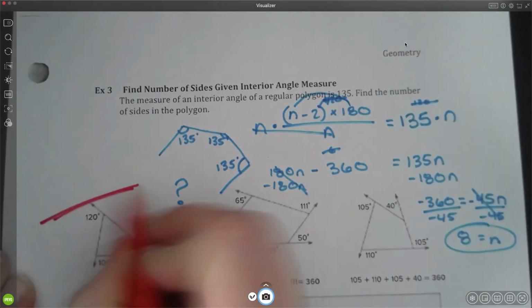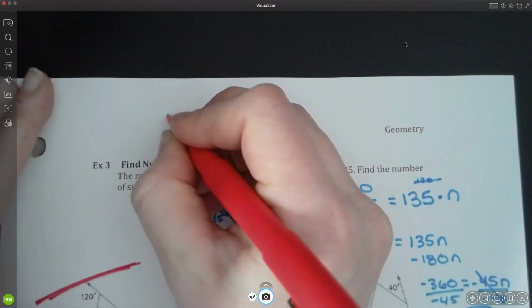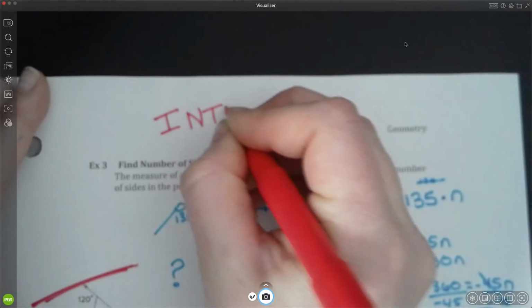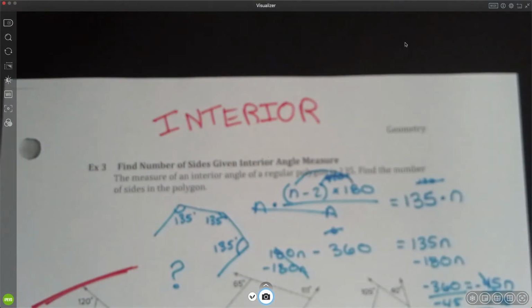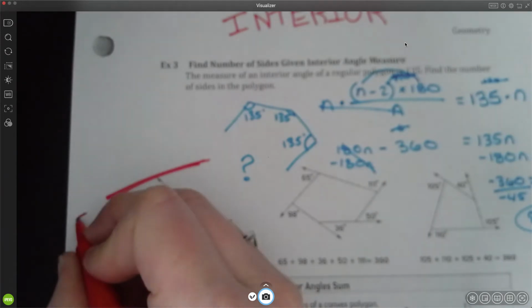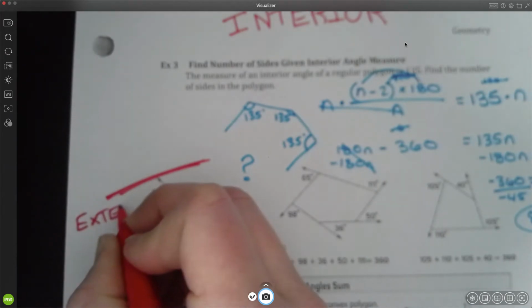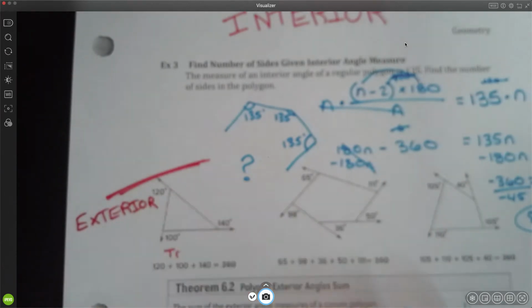Let's stop there. Right here, these were interior. Everything that we have done thus far has been interior angles. Interior means inside. We're talking about the inside angles. Now, from here forward, we're going to talk about exterior angles, and this is the easier part. Exterior angles are the easier ones, and I'll show you how this works.